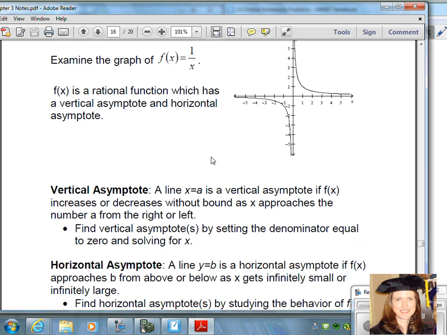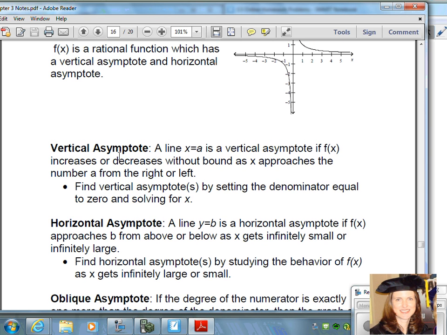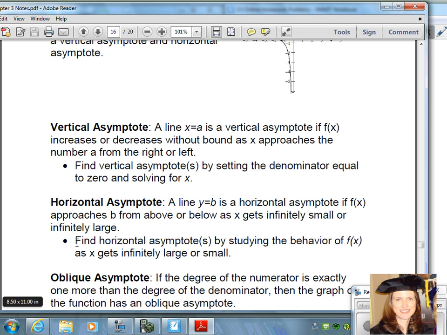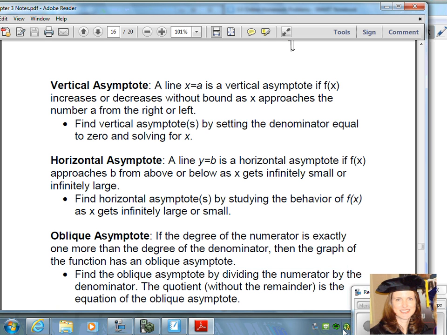Now, the way you find vertical asymptotes and horizontal asymptotes: a vertical asymptote is a line x equals a, and you find it by setting the denominator of the rational function equal to 0 and solving for x. That will typically give you the equation of a vertical asymptote. To find horizontal asymptotes, just look at the behavior of f of x as x gets large or small. Does this graph tend to flatten out? Now there are some equations that have oblique asymptotes, which we'll get to in a little bit.